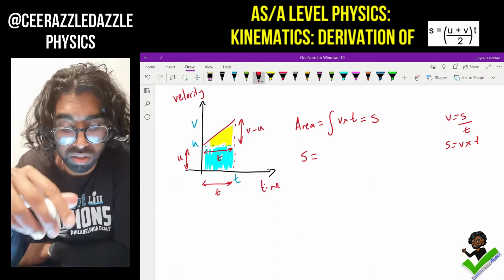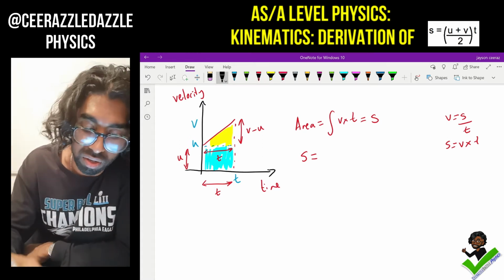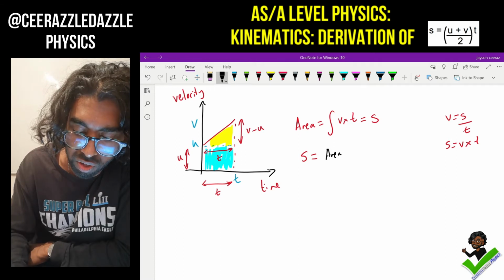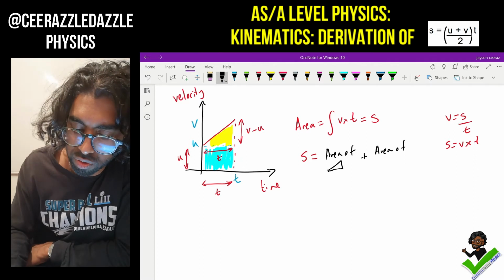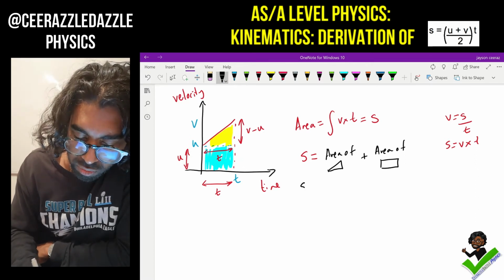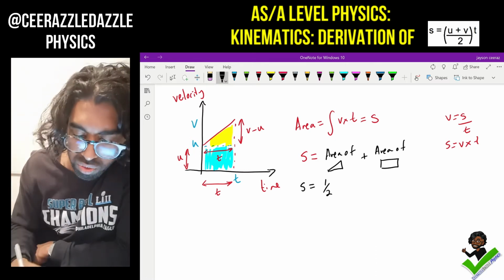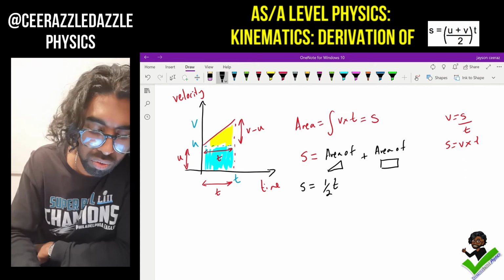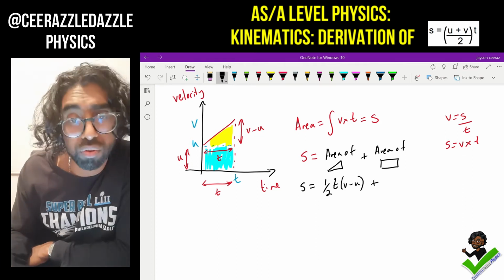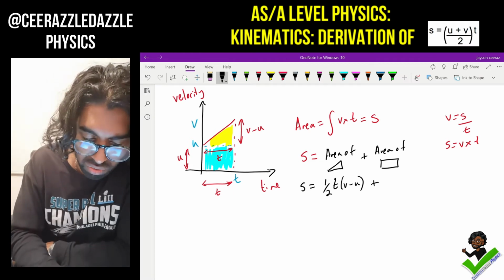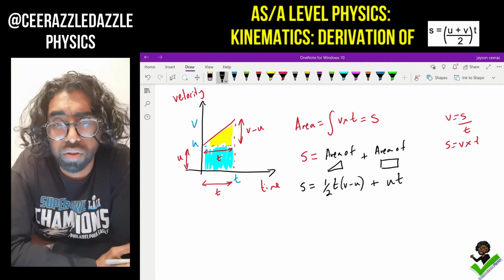So I can split that into two parts. It's the area of the triangle plus the area of the square. So therefore, area of the triangle is going to be half times by the base. What's the base of that triangle? It's t. Times by the height of the triangle. Have a look. It's going to be v minus u. The area of the rectangle is going to be u, yes, times by t. So ut. Make sure you know where I've got those values from.